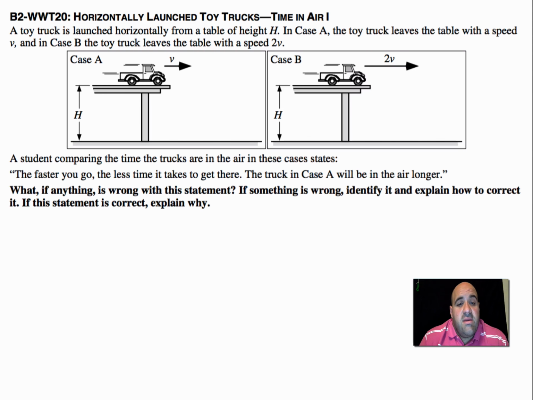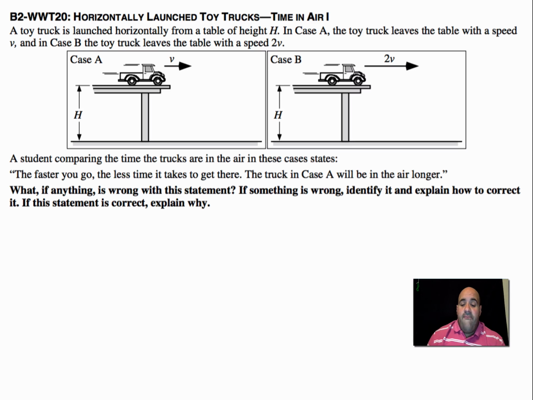And we have a student comparing the time the trucks are in the air. The student states, the faster you go, the less time it takes to get there. The truck in case A will be in the air longer. So what, if anything, is wrong with this statement? If something is wrong, identify it and explain how to correct it. If the statement is correct, explain why. So this is one of our typical ranking type tasks. So please pause the video before I give you the answer.